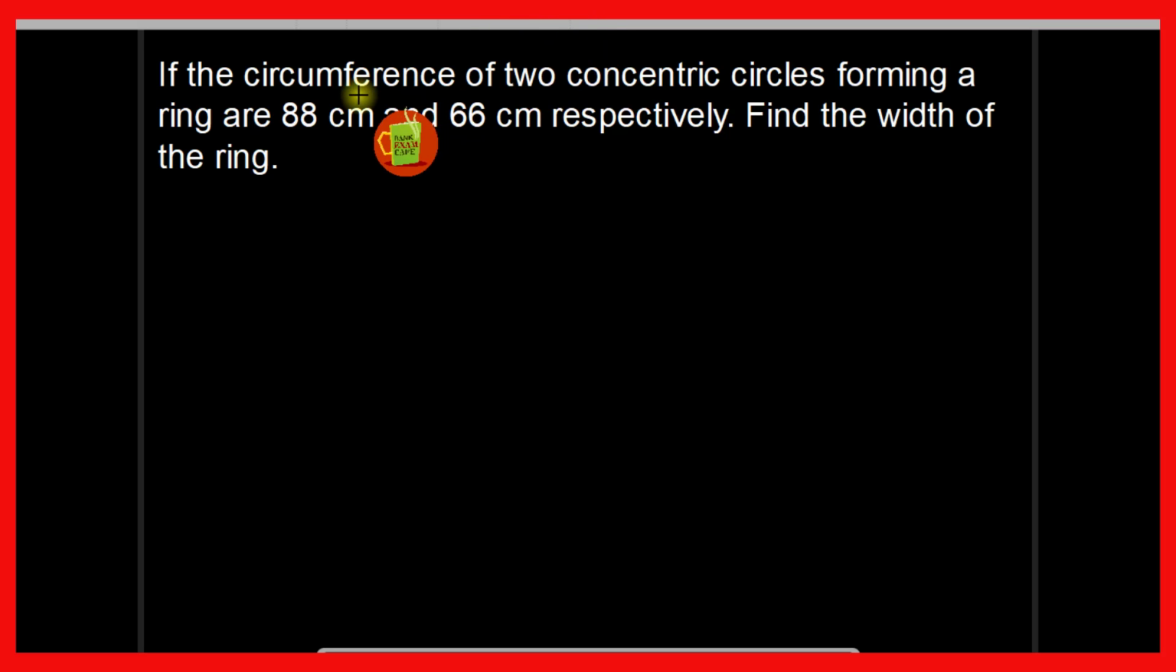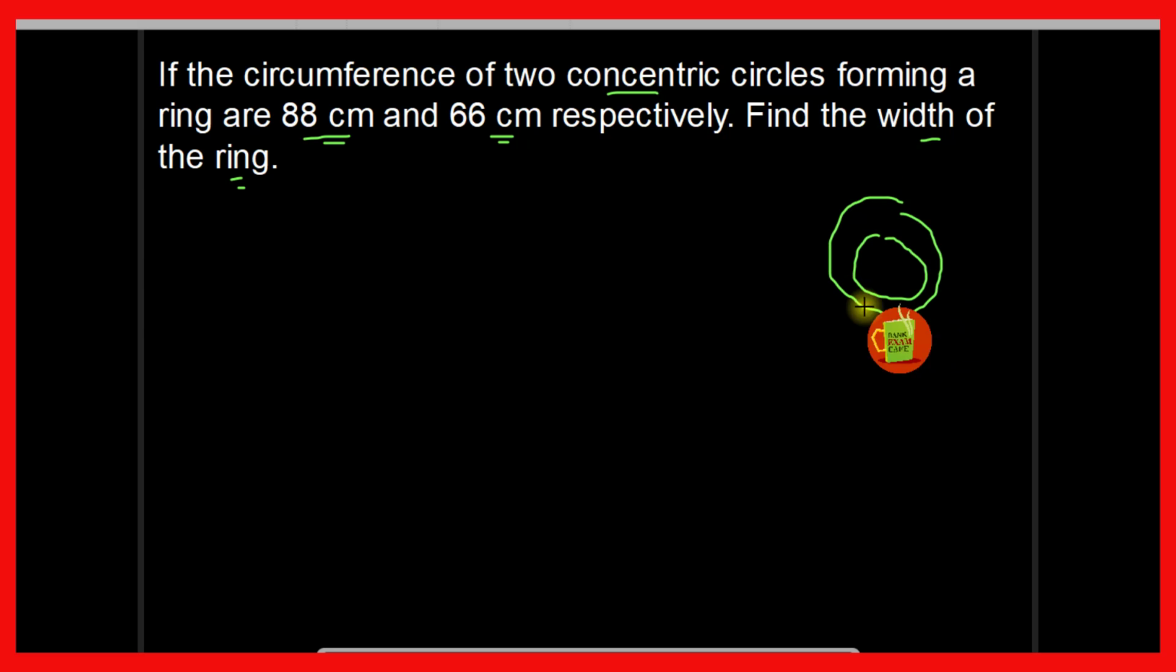Check the next question. If the circumference of two concentric circles forming a ring is 88 cm and 66 cm respectively, find the width of the ring. There are two circles, one and the other. These two are the concentric circles, and the circumferences of these two circles are given, and we have to find the width of the ring. So it's very easy to find.